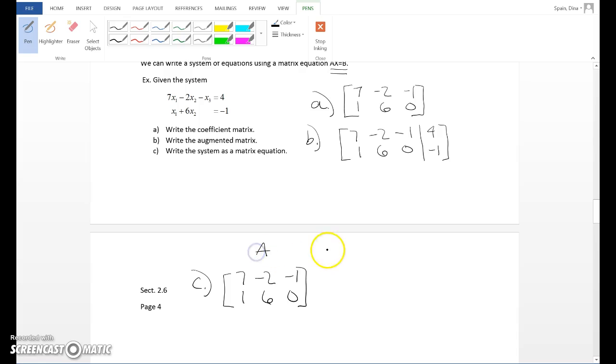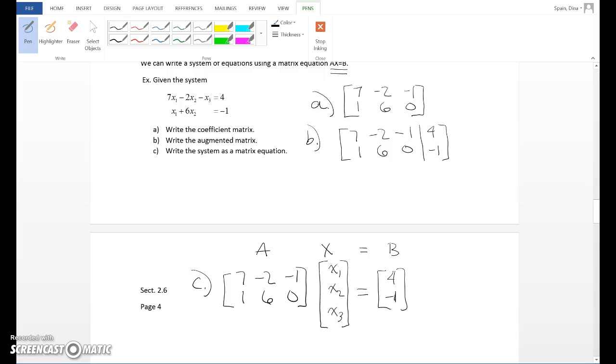That's matrix A. Okay, X, that matrix X, remember, is going to be one column, and it is a column of the variables. It's going to be x1, x2, x3, just like that. And that's equal to your matrix B, the right-hand sides, 4 and -1. Just like that. That's your matrix equation, AX equals B. If you're given any system, you can obviously pull off your coefficient matrix. You guys know about the augmented matrix, but now this is a matrix equation.